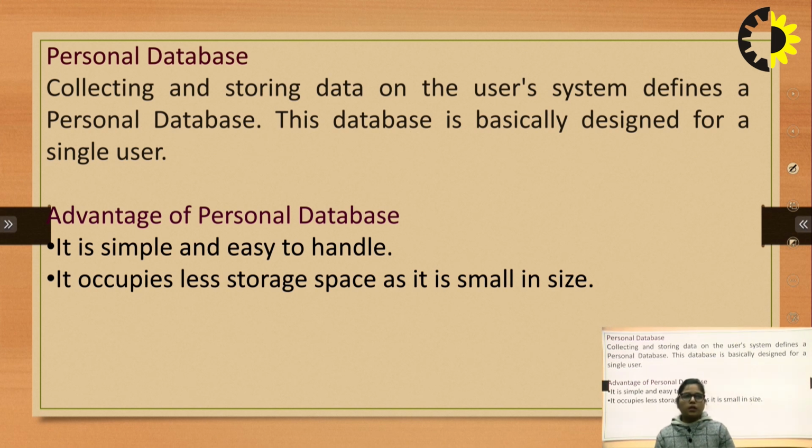Next one is personal database. In personal database, collecting and storing data on the user system defines a personal database. This type of database is basically designed for a single user. The advantage of personal database is that it is simple and easy to handle. It occupies less storage space and it is small in size. The disadvantage of personal database is that if a person has lots of data, then it is not suitable for a personal database. In personal database, the size is small.